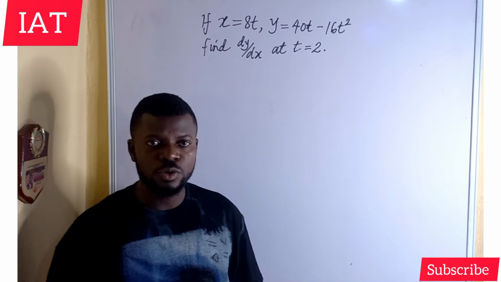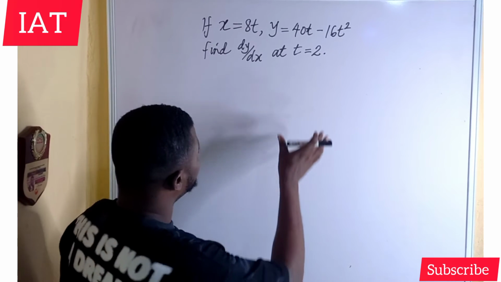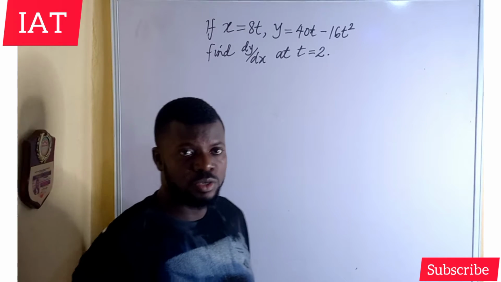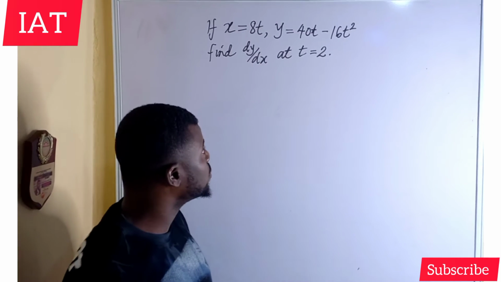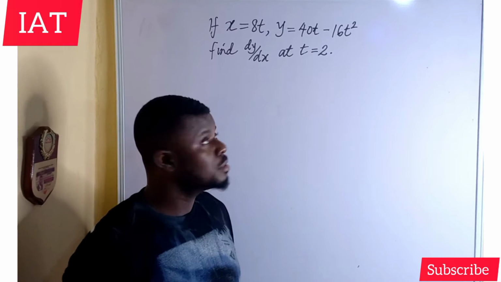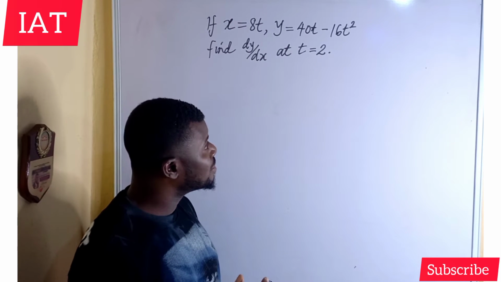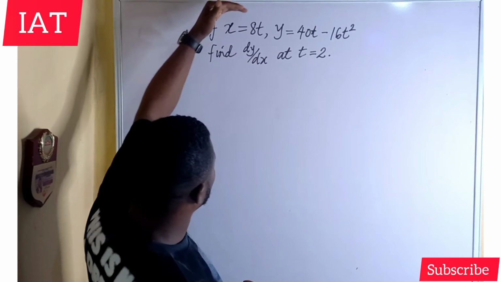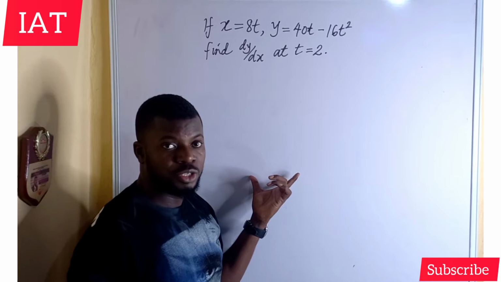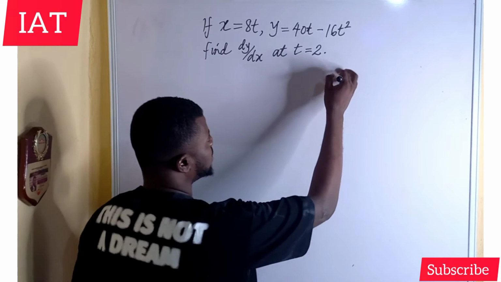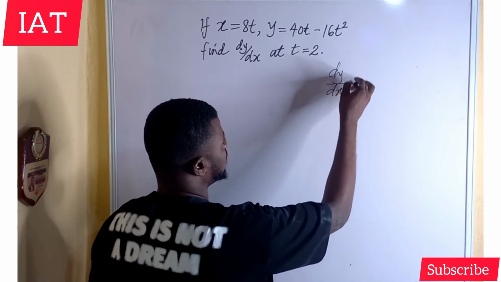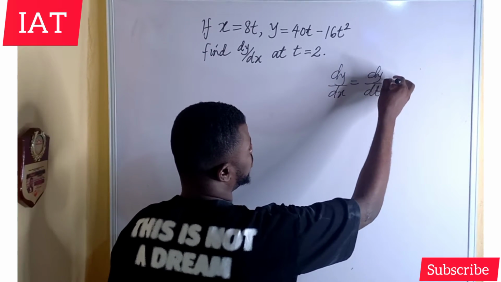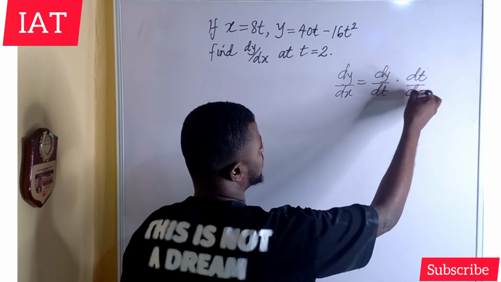Hello, in this problem we're going to solve this parametric equation. A parametric equation is a set of equations that involves more than one dependent variable, right? In order for us to solve this, we need to apply the formula for parametric, and that formula states that dy over dx is equal to dy over dt dot dt over dx.